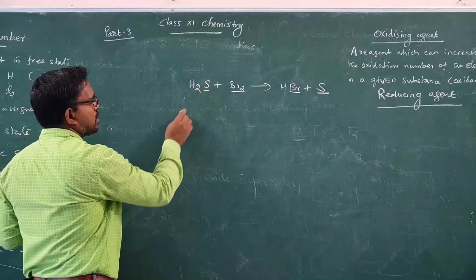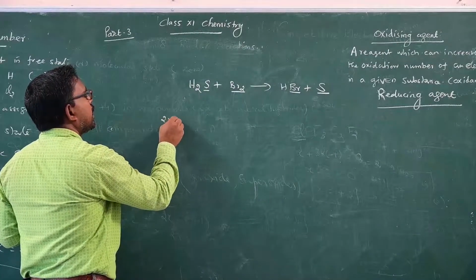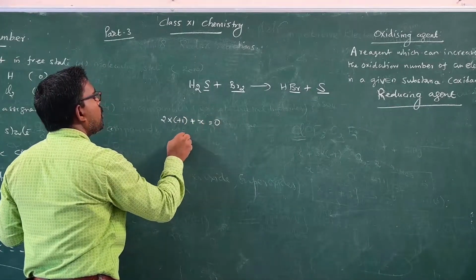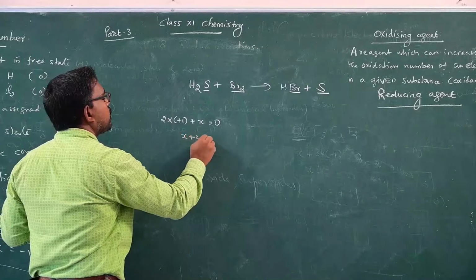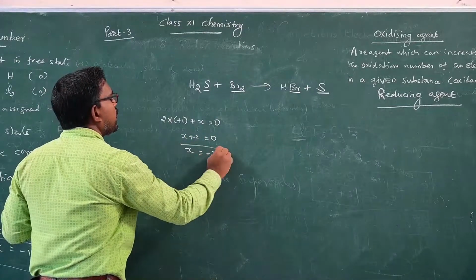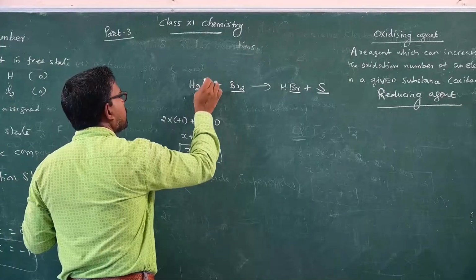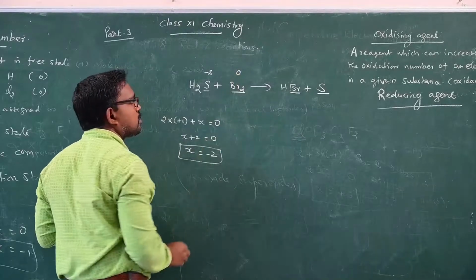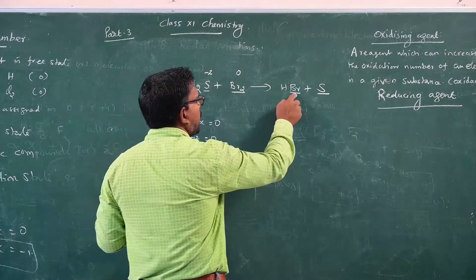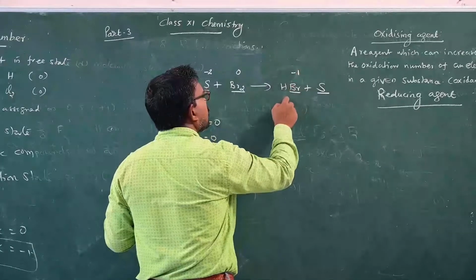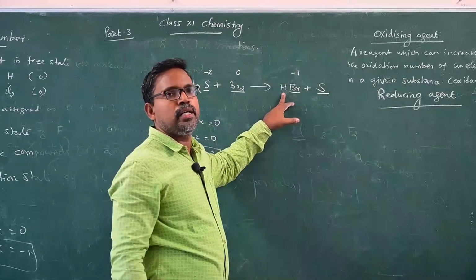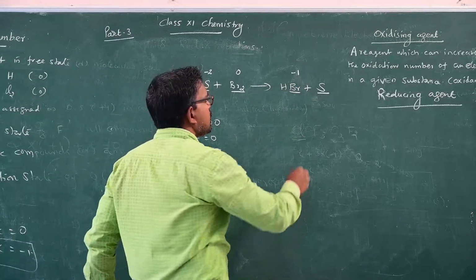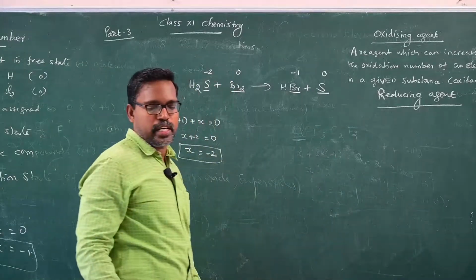First, calculate the oxidation number of sulfur. Two hydrogen atoms are present, so 2 into plus 1 plus x is equal to 0. So x plus 2 equals 0, x is equal to minus 2. The oxidation number of sulfur is minus 2. Bromine in the molecular state has oxidation number 0. In hydrogen bromide, the oxidation number is minus 1. You can calculate: hydrogen 1 plus x is equal to 0, x plus 1 equals 0, therefore x is equal to minus 1. Sulfur in the elementary state has oxidation state 0.